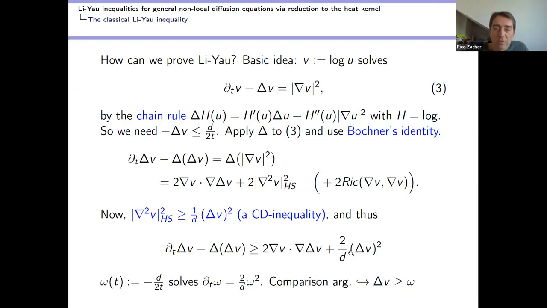So you use the equation for the logarithm of u, you derive an equation then for the Laplace of the log of u, you have some identity, and you use a so-called curvature dimension inequality, and then the comparison argument.